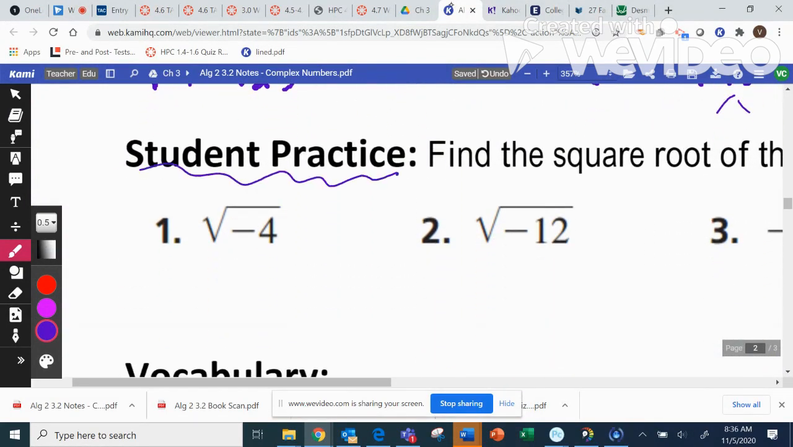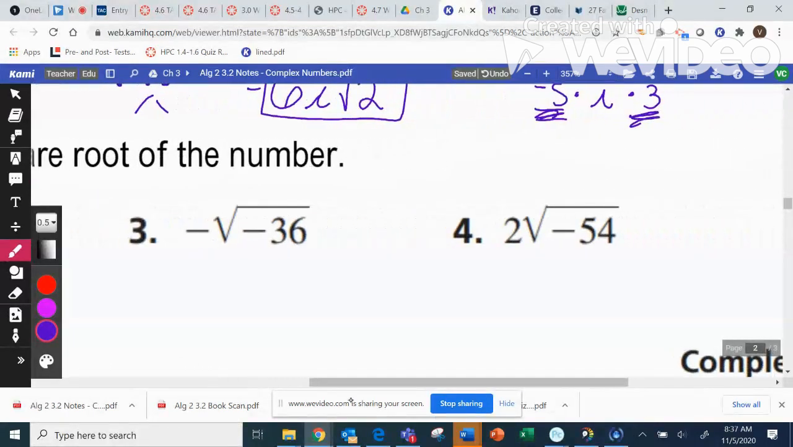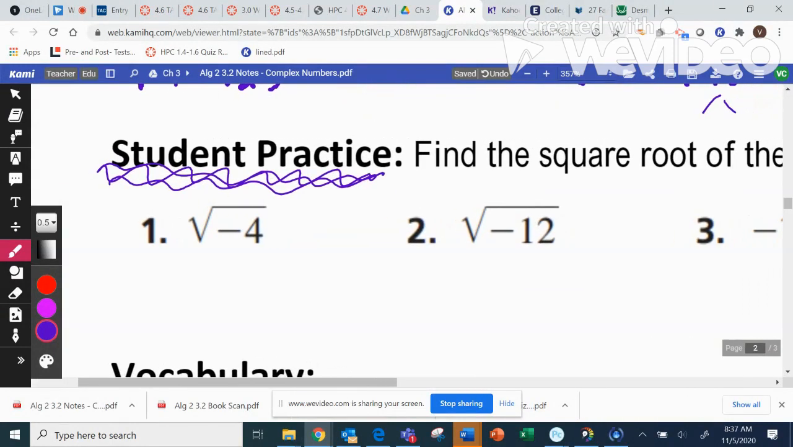What does this say? This means you try for a moment. Go for it. Try it. There's 4 of them. Try them.